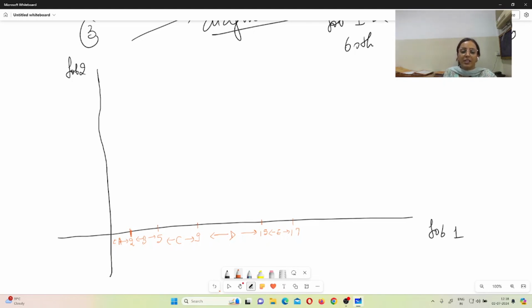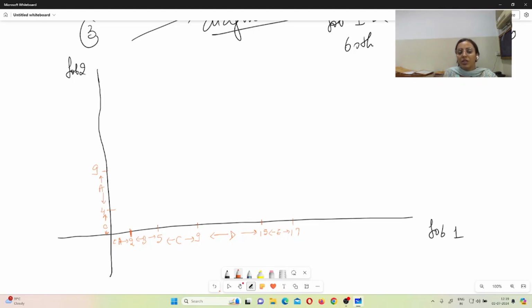Now coming to the category for job B. For job 2, we have the first machine, that is C. And C is taking how much time? 4. So we write it over here 4, and this point will be C. Now, for job 2, the second machine is A, and the time is 5 hours. 4 plus 5, that will be 9. So I'm writing over here 9, and that part is A.